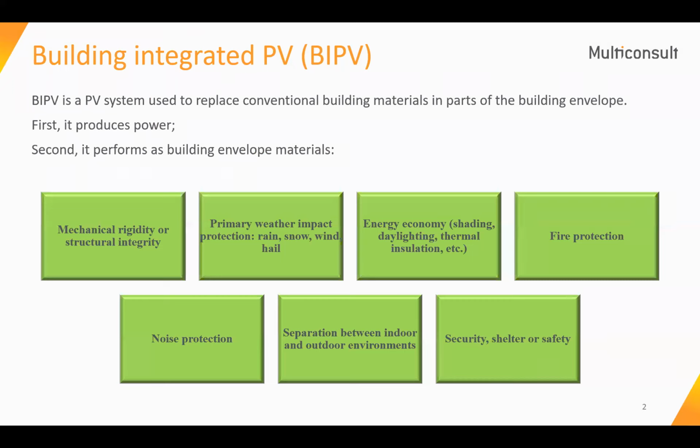So just to make sure that we're on the same page, a quick definition of BIPV. BIPV, or building integrated photovoltaics, are PV systems that are integrated into the building, and they have two functions in the building scheme. They are power plants, so they produce power, and they are also building envelope materials. To be building envelope materials, they need to have some specifications, like mechanical rigidity, fire protection, and so on.